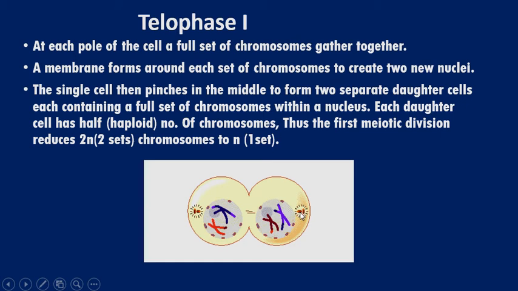So each daughter cell has half, the haploid number of chromosomes. So there are half the chromosomes present and it is called haploid. So these are not diploid, these are haploid. Chromosomes are haploid in both these cells. So each daughter cell, you can compare it with the cell in prophase.